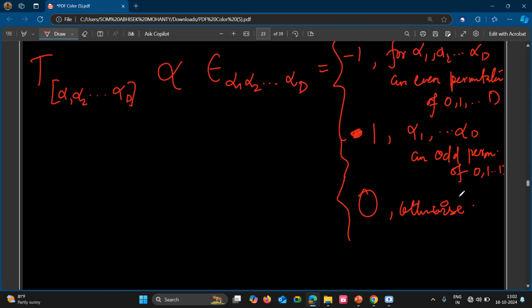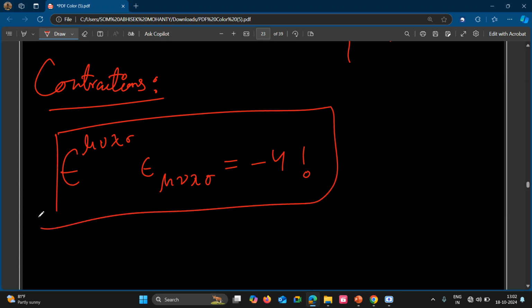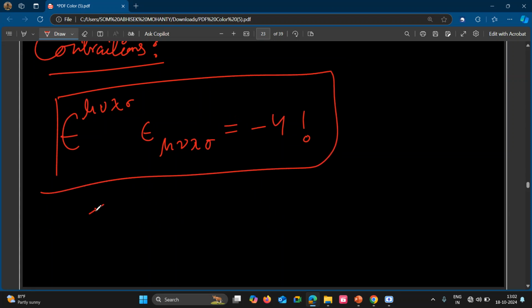So let's write some contractions of Levi-Civita, which is very important. Contractions are the most important parts because they are actually used while we solve anything. So epsilon mu nu lambda sigma contracted with epsilon mu nu lambda sigma is actually equal to minus 4 factorial. Okay, very important. Minus 4 factorial means minus 24.